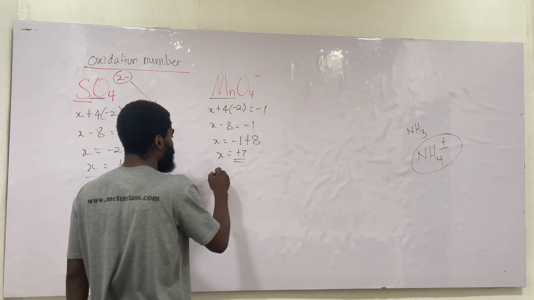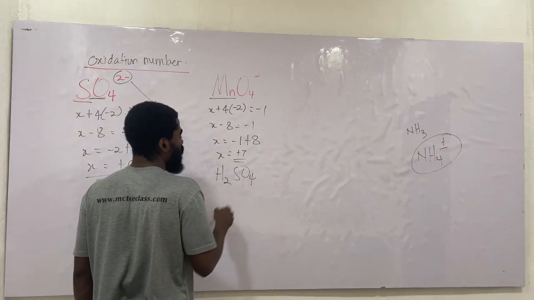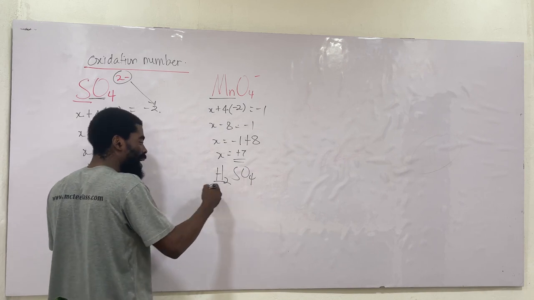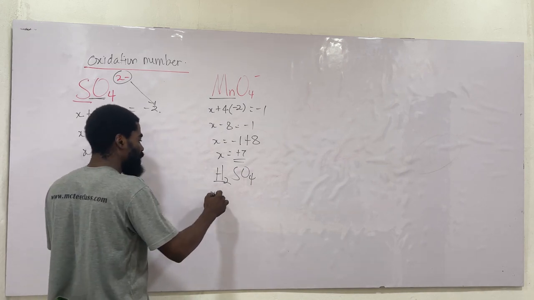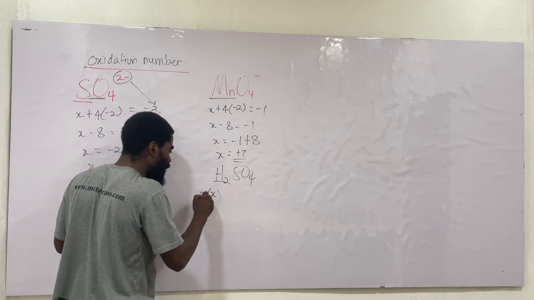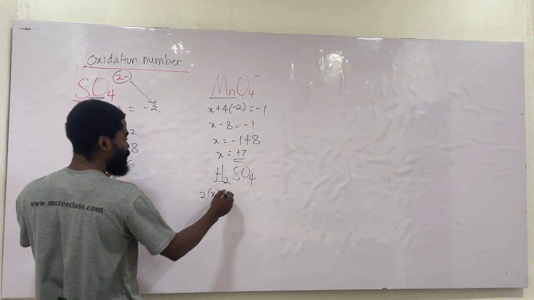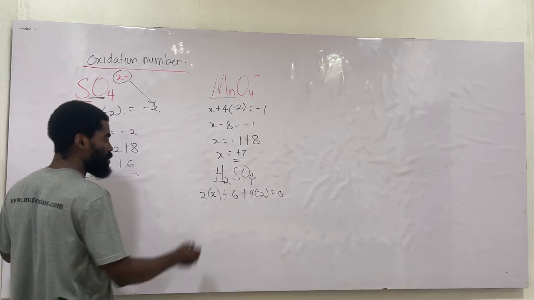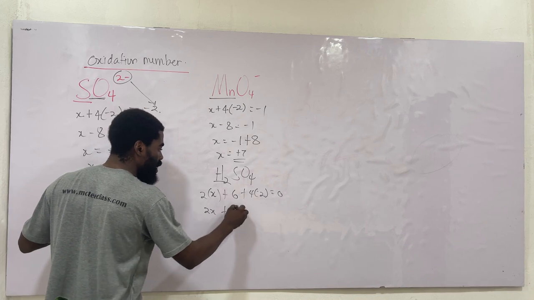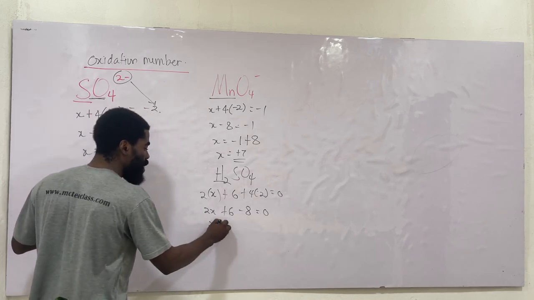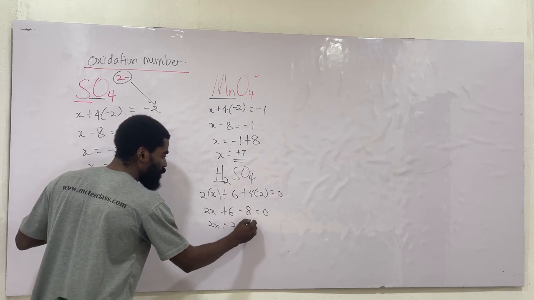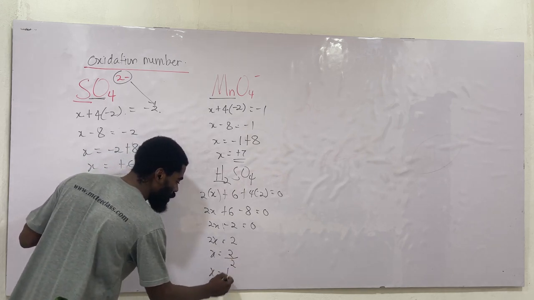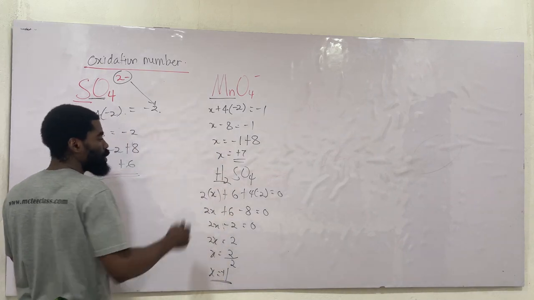Good. Let's try H2SO4. Once again, we are finding the oxidation number for sulfur. So let X represent the oxidation number for sulfur. But how many hydrogens do we have? 2 of them. So 2 times the oxidation number of hydrogen, X, plus sulfur's oxidation number, plus 6 here, then plus 4 times 2 minus equals 0. So this will give me 2X plus 6 minus 8 equals 0. This will give me 2X minus 2 equals 0. I'll get 2X equals 2. X will be equal to 2 over 2, then I'll get X equals plus 1. That means the oxidation number for hydrogen is plus 1. And that makes sense.